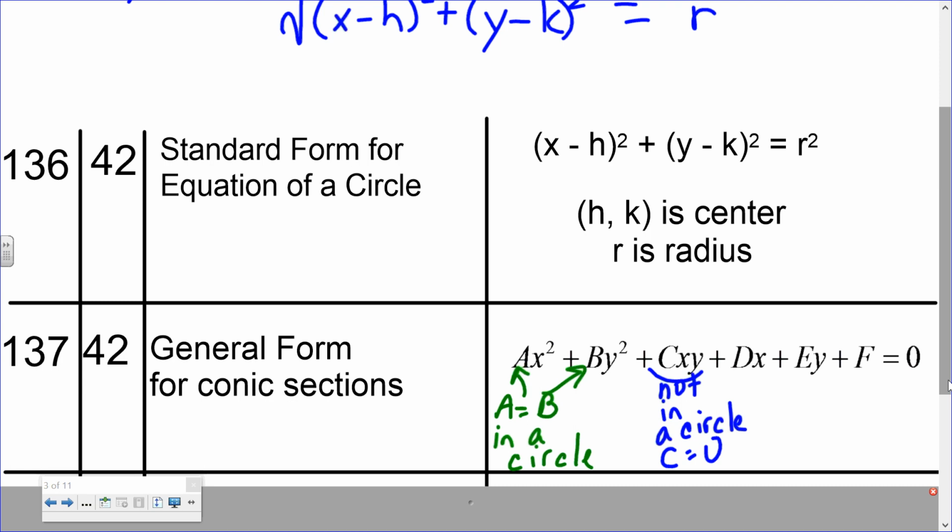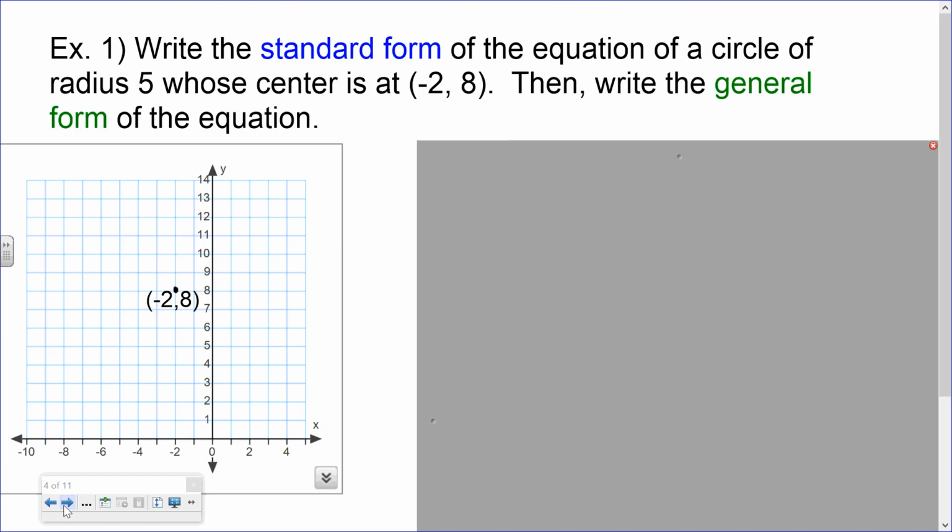Okay, let's go ahead and try an example where we describe a circle and we try to come up with these equations for it. So I have a circle with radius 5 and the center is negative 2, 8, which you see there on the graph.